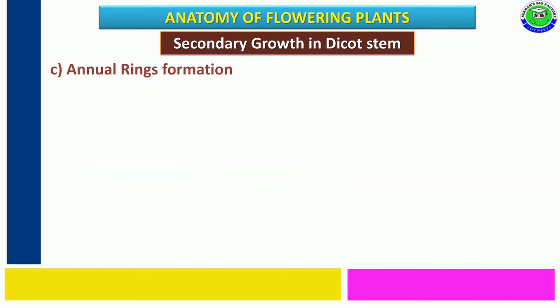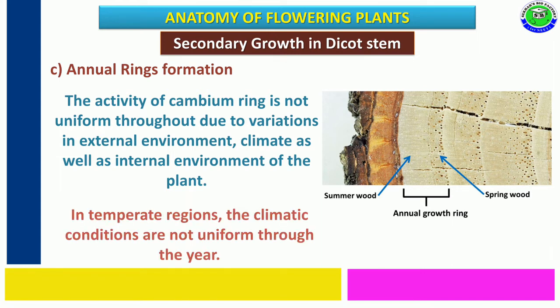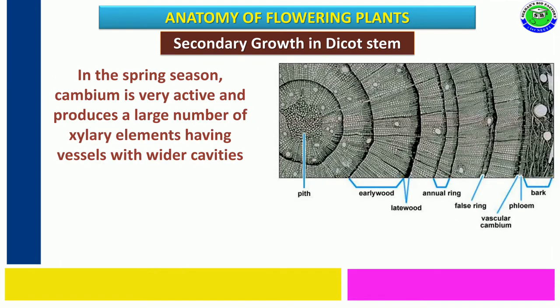The third step is annual ring formation. The activity of the cambium ring is not uniform throughout the year due to variations in the external environment, along with the climate, as well as internal environmental factors. So in temperate regions, the climatic conditions are not uniform throughout the year, which leads to the formation of two types of wood and it becomes annual rings, especially in the spring season.